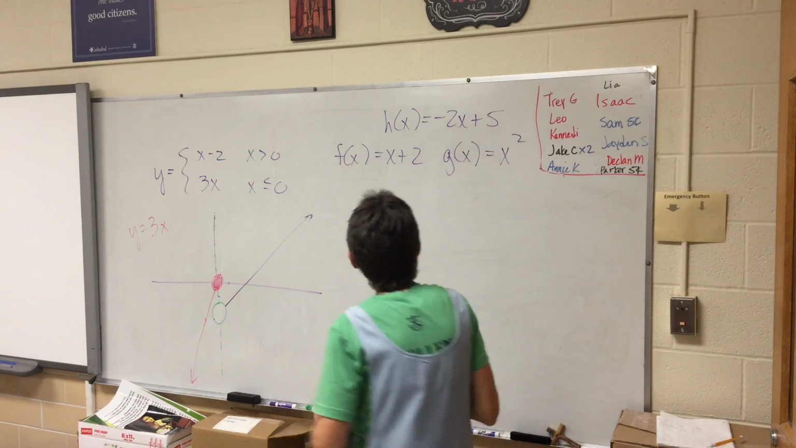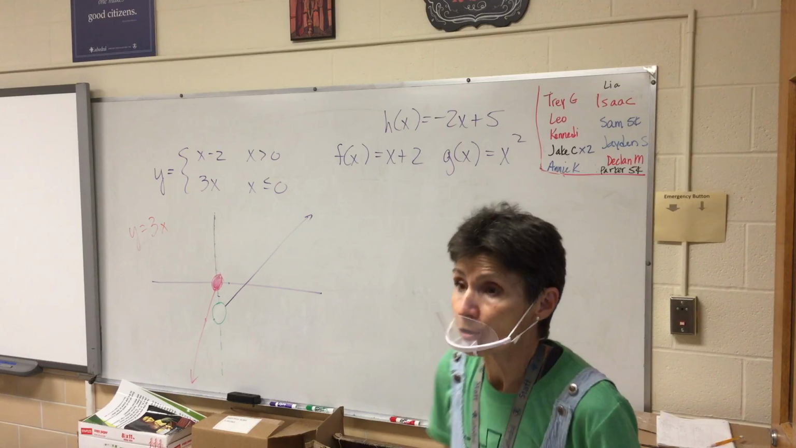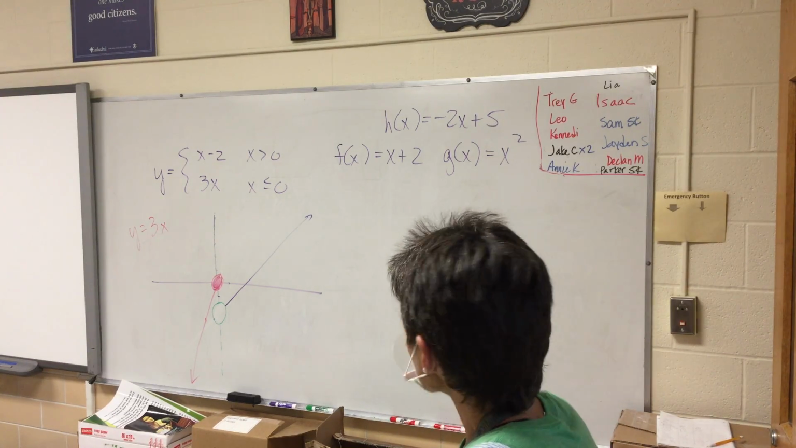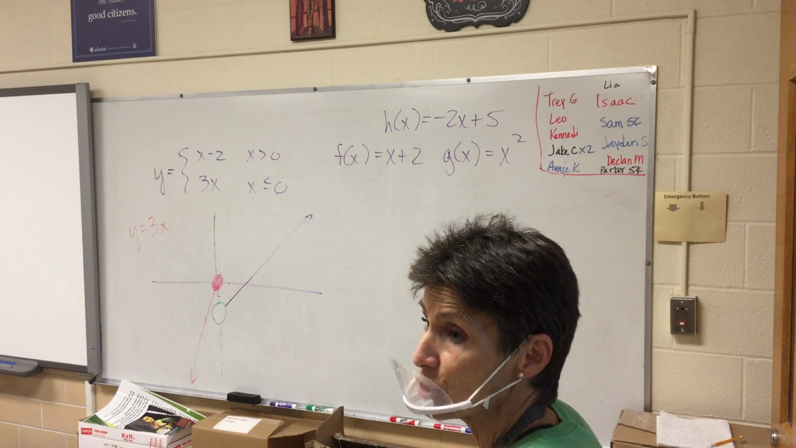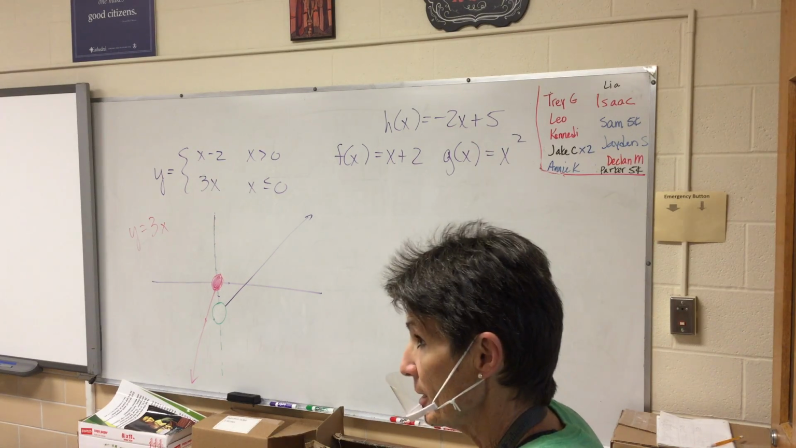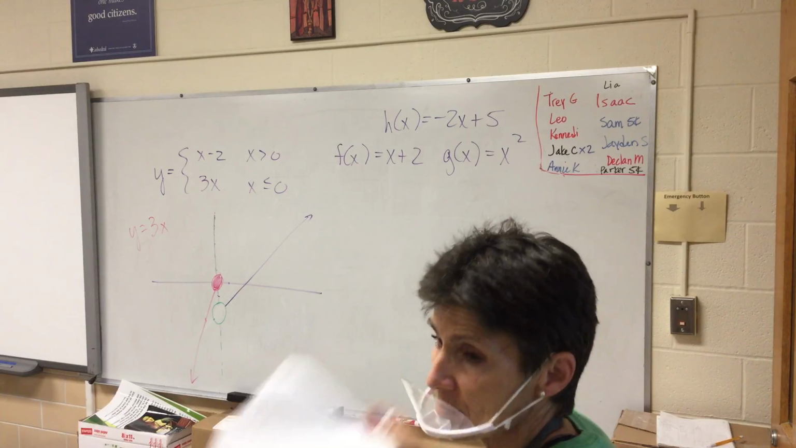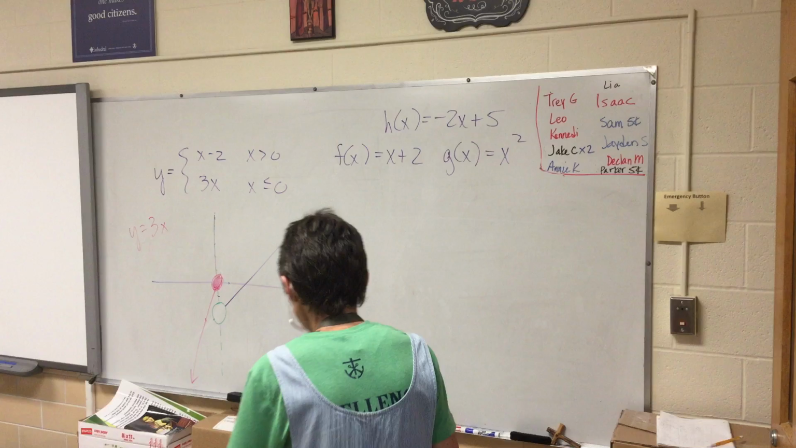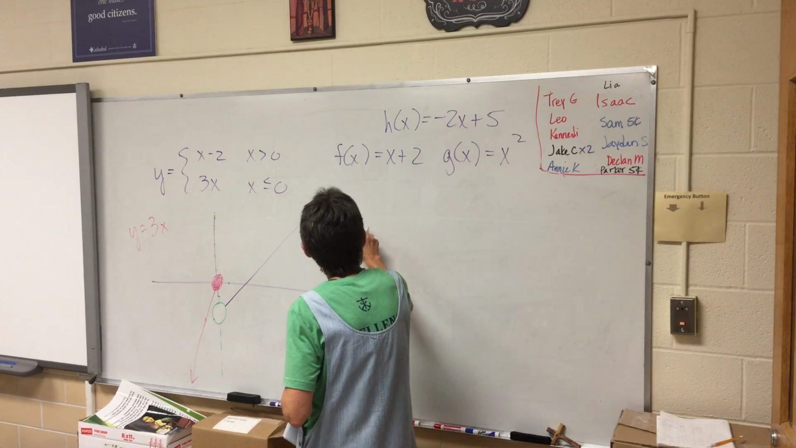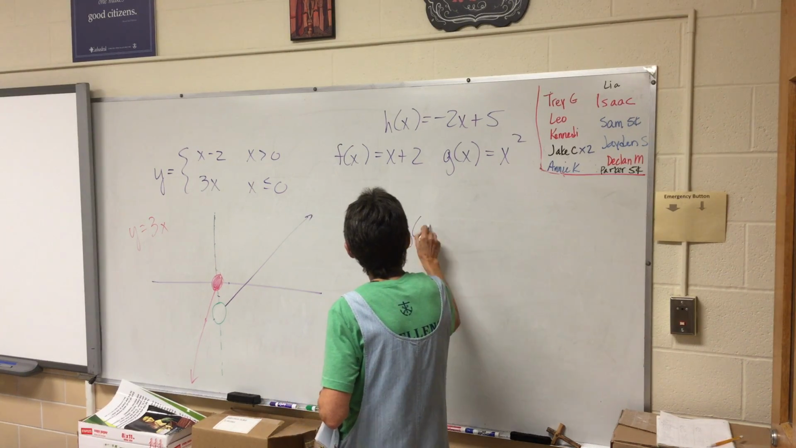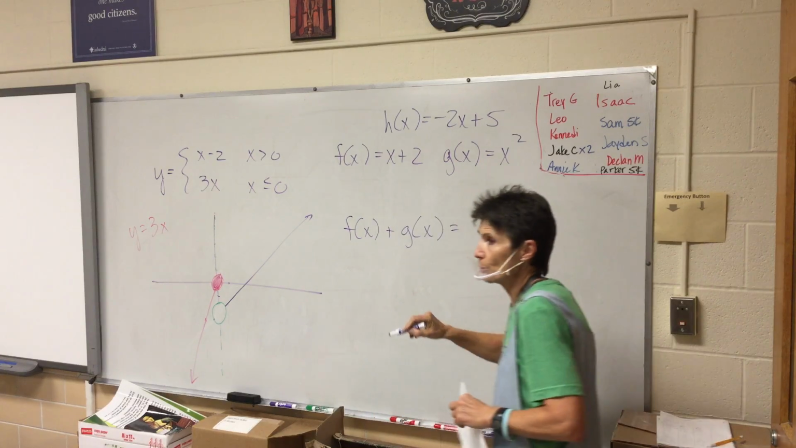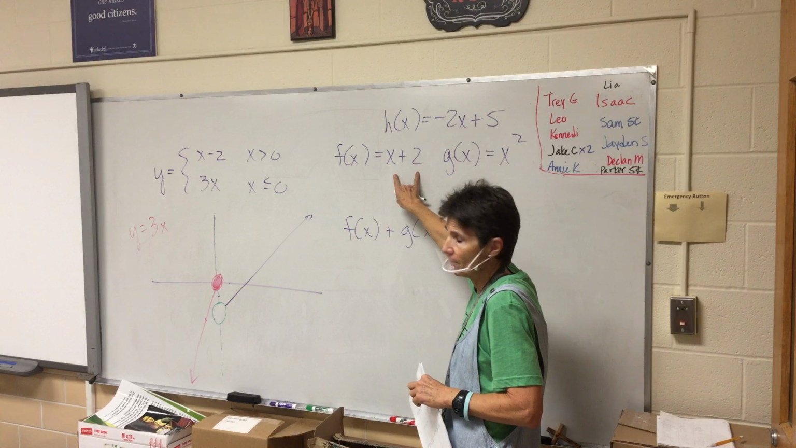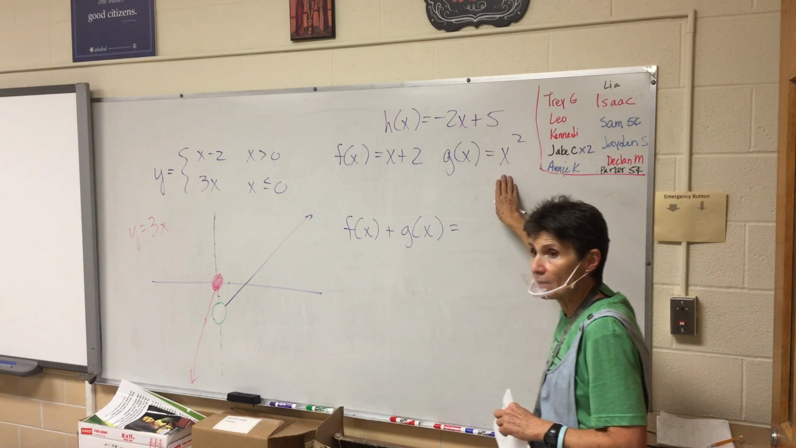All right, so there are my functions. There are 3 of them. And one is named F, one is named G, one is named H. Just like you all have different names, the functions have different names. No big deal. The first question says, what is F plus G? In other words, what do I get if I add my F function to my G function?